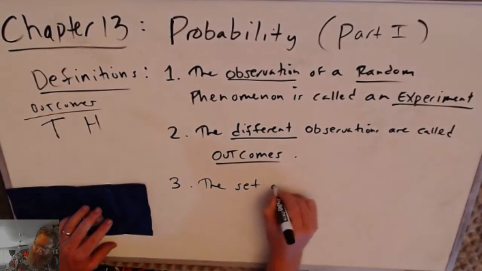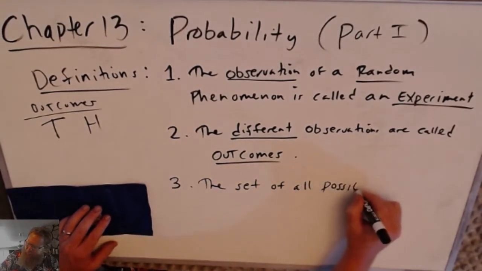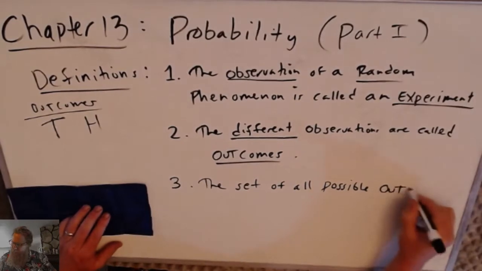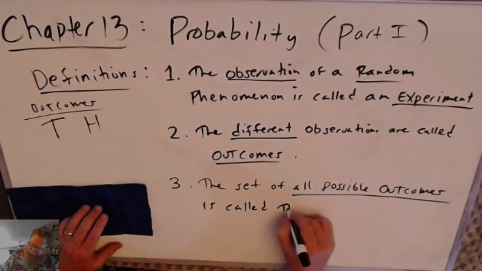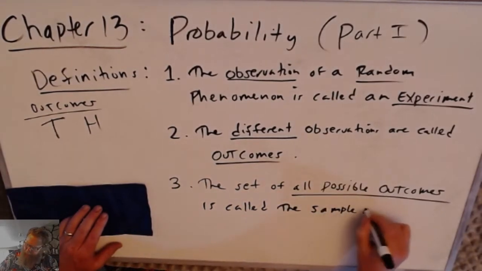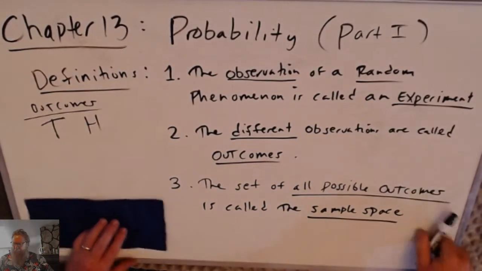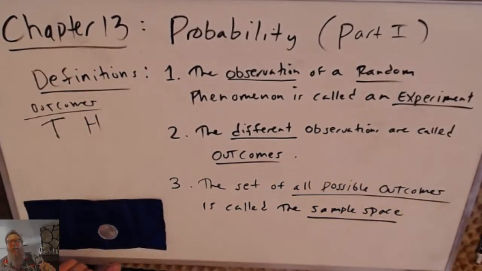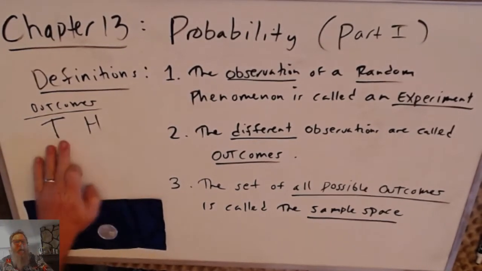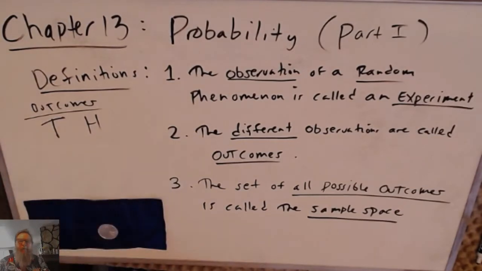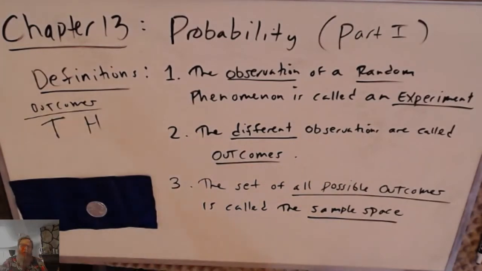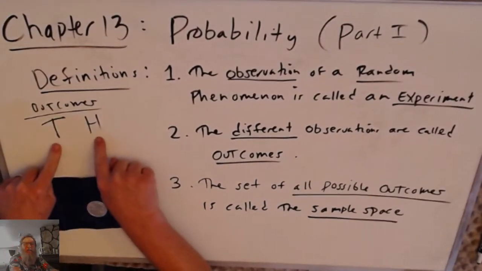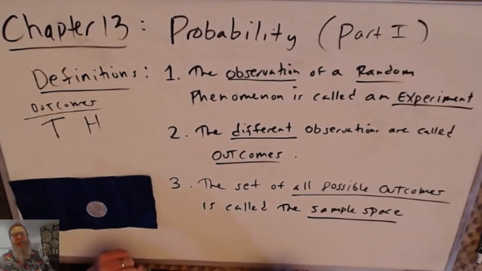The set of all possible outcomes is called the sample space. So if I flip this coin one time, there are two possible outcomes. I know I had to flip it 3 times to get the 2 outcomes, but I was just trying to demonstrate the 2 sides to the coin. If I take all the possible outcomes, in this case there are 2 possible outcomes, that's called the sample space.